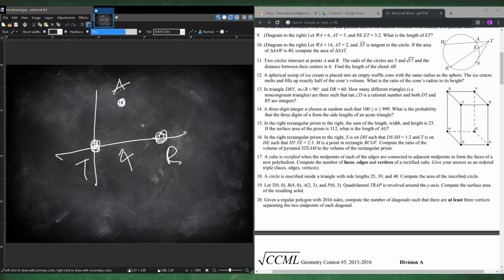Okay. And (0, 3) is P. Okay, so quadrilateral TRAP is revolved around the y-axis. So it's going to go around here, 360 degrees basically. Compute the surface area of the resulting solid.